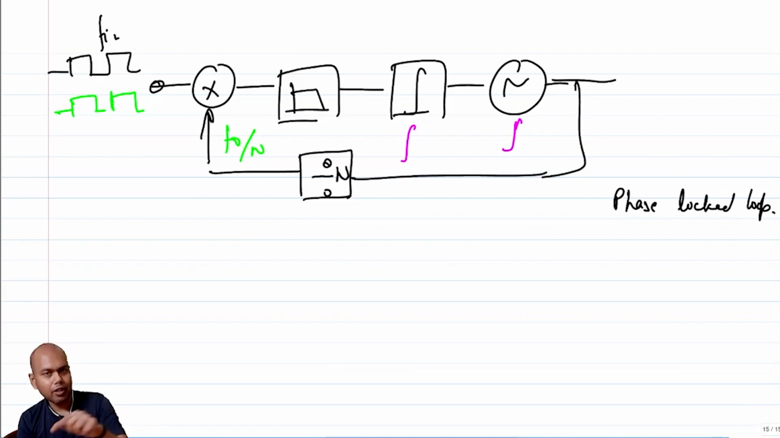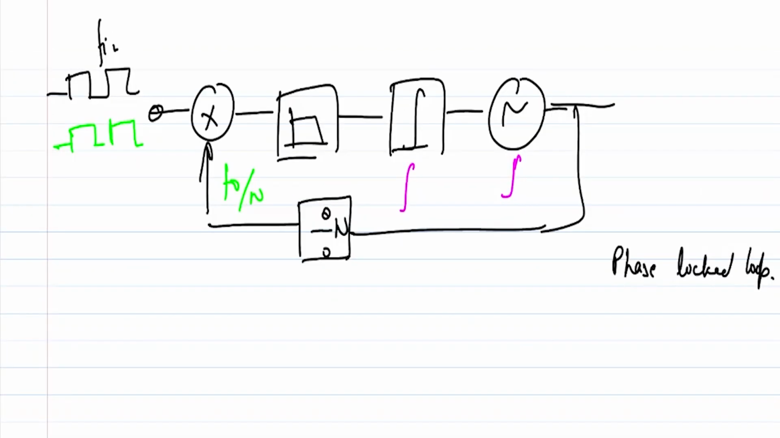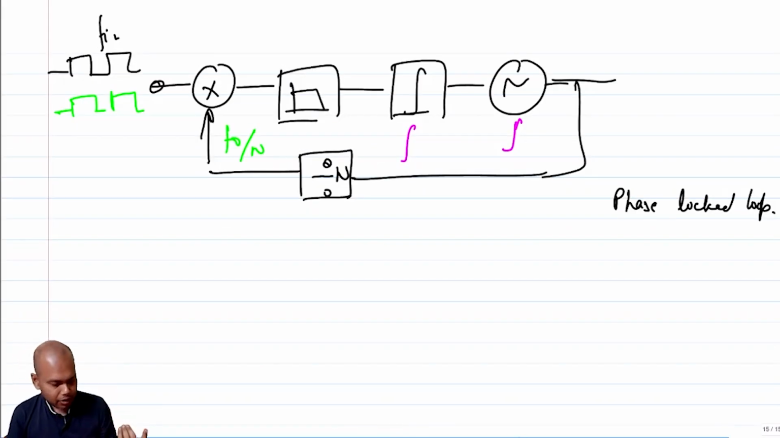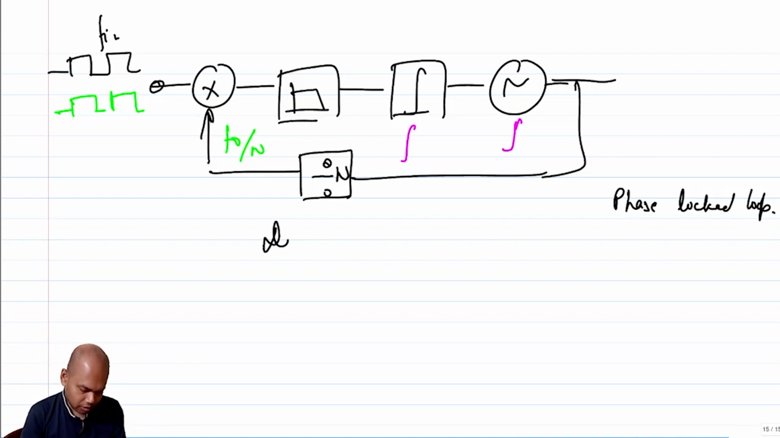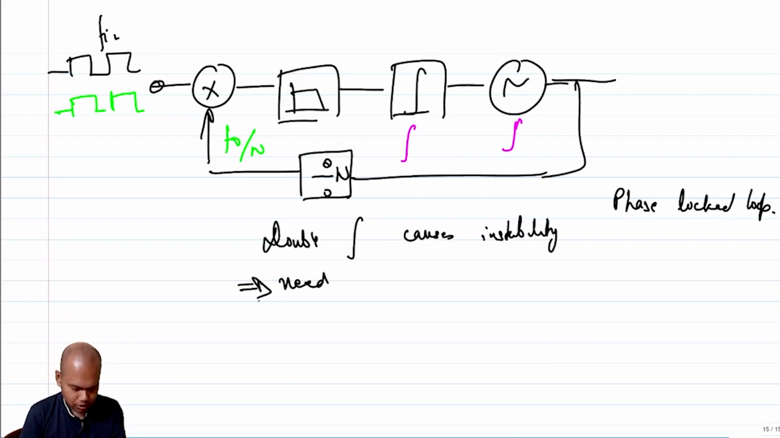Now what happens if you have a double integral in a negative feedback loop? You can get instability, right? So what happens if you have a double integral in a negative feedback loop? You get instability. So you need an additional 0, right? So this double integral causes instability, which means that we need a 0 in the transfer function, a 0 in the loop.